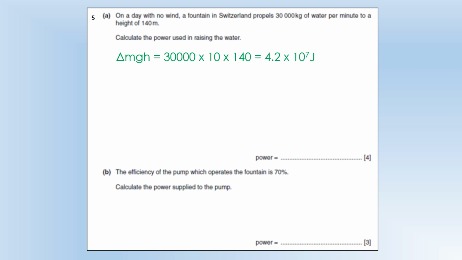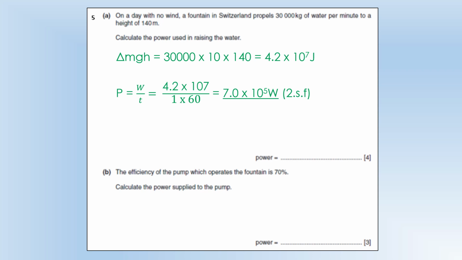So in a minute, we have to do a total amount of work equal to the amount of GPE we're giving the water, because when it reaches its maximum height, its velocity is going to be 0, so it won't have any kinetic energy. So any work done will be to increase its GPE. So that's the work done every minute. But we want the work done every second. That's what power is. So we're going to divide that by 60 to give us the number of watts, or power, 7 times 10 to the 5.